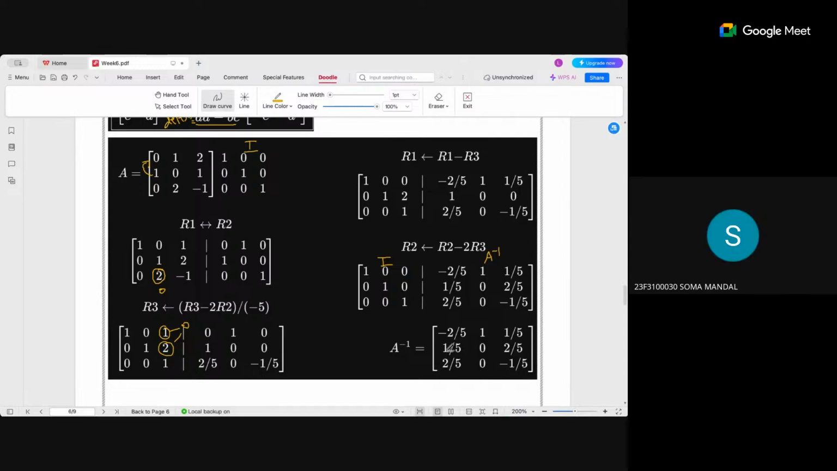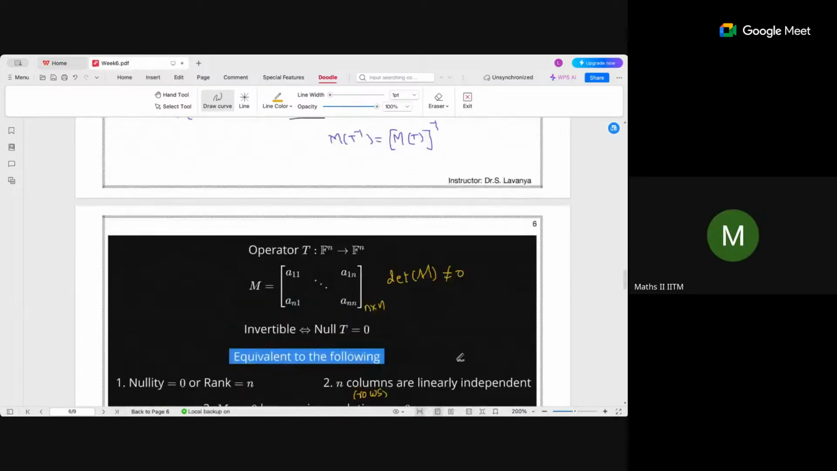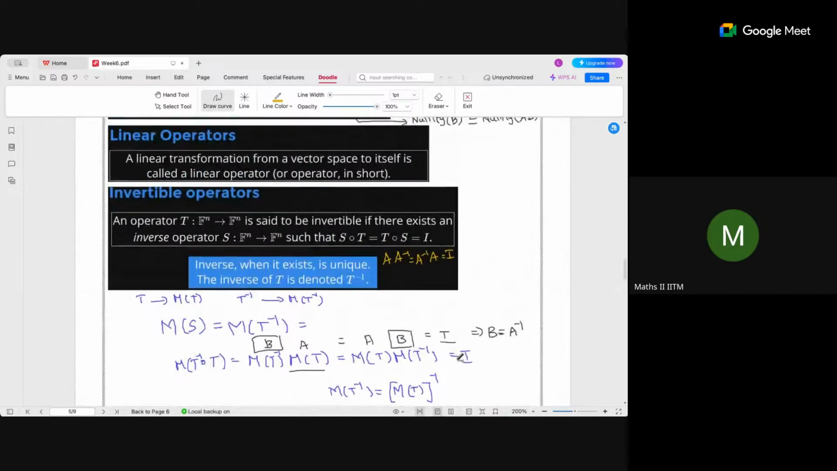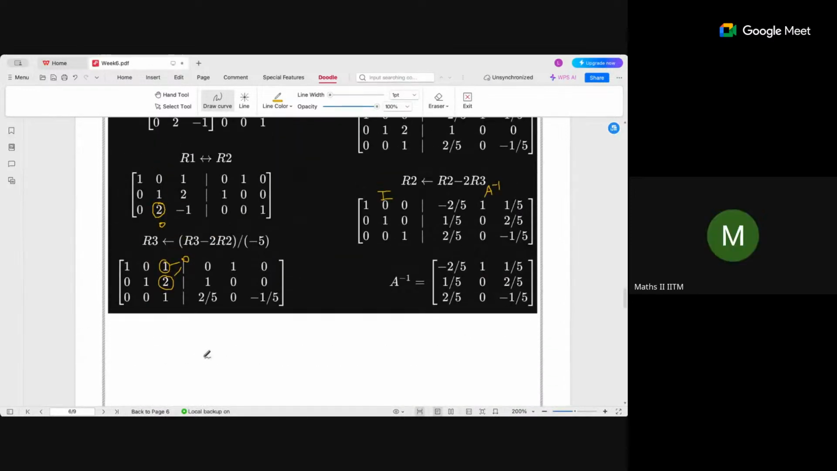Okay, ma'am. Using the adjoint formula or the row elimination, do we get different answers for the A inverse? See, that is the thing: the inverse is unique. The inverse cannot be different. Whatever technique you are using, the inverse is still the same. Yes, ma'am. Any other questions?